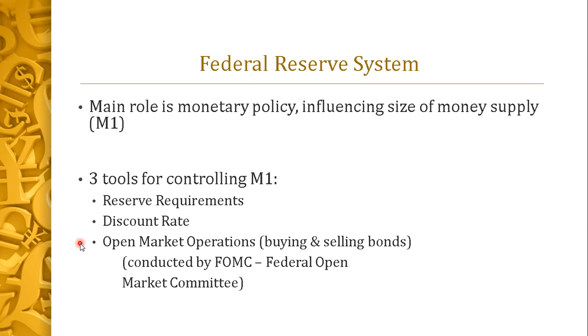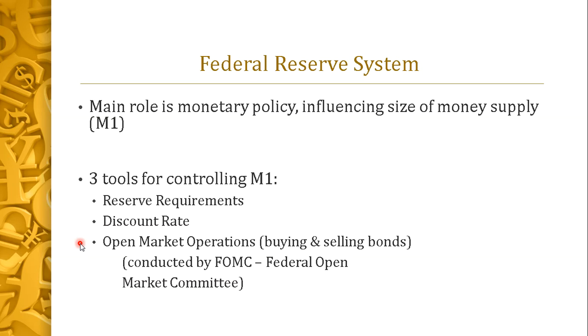If the government sells bonds, they're basically selling you a financial good that you're going to hold on to for a while, but you can't spend. So they're going to sell that to you, and they're going to take money out of your checking account. So selling bonds decreases the money supply.